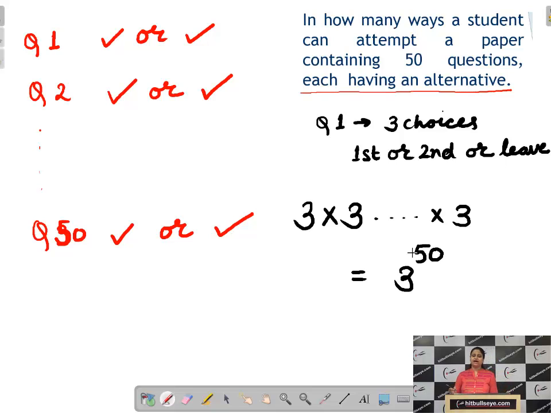Many students have confusion in this question that doing nothing is also an attempt. Yes, if you are taking a paper and you are doing nothing, that is also an attempt of that paper, and that is also included in this 3 raised to power 50. So this complete is the answer.